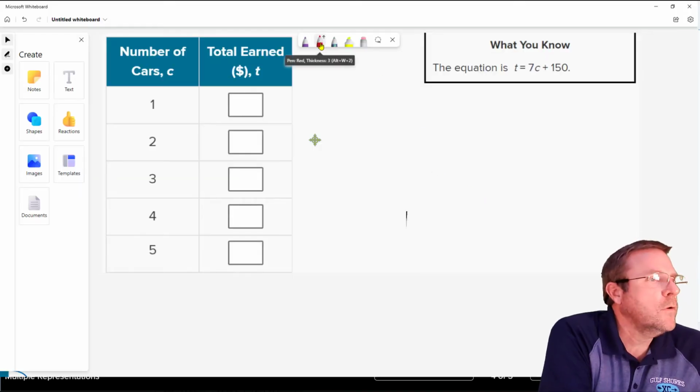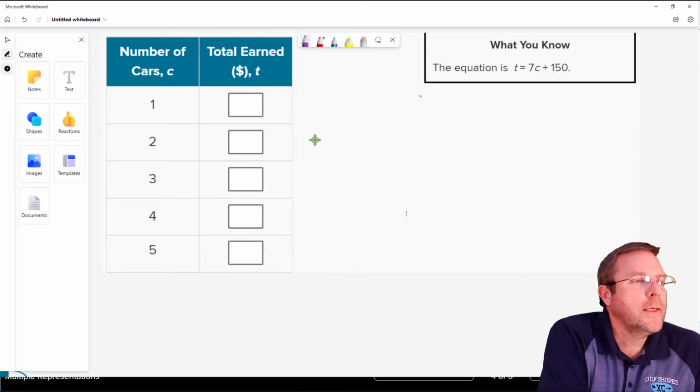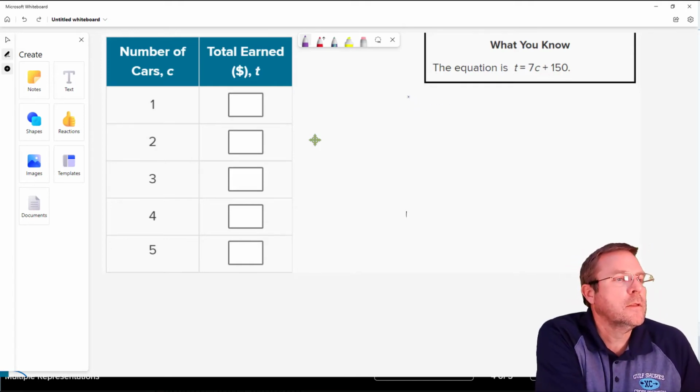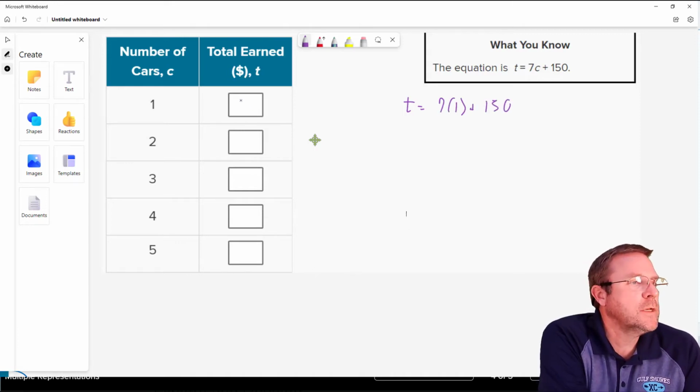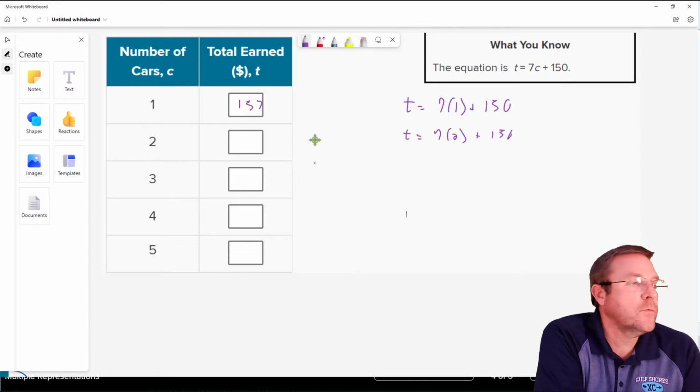So to represent it on a table, we're going to start off by plugging in our values for C. If C was equal to 1, that would mean T is equal to 7 times 1 plus 150, which means it's going to equal 157. For the next one, T is equal to 7 times 2 plus 150. Well, 2 times 7 is 14, plus 150. That's going to be 164.